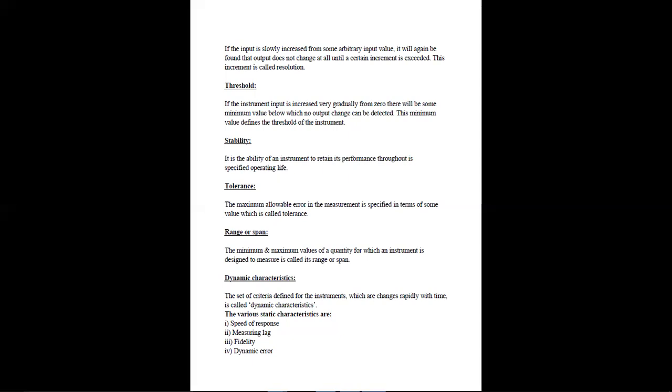Stability. The ability of an instrument to retain its performance throughout its specified operating life is called stability. The tolerance: the permissible error, or maximum allowed error in the instrument, is called tolerance.